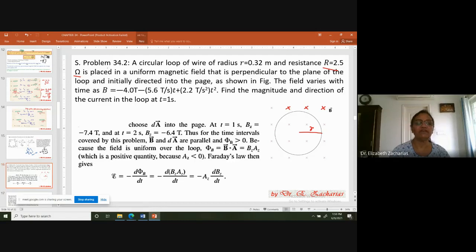And the magnetic field is varying as a function of time. It is given in Tesla. Now you have to find out the magnitude and direction of the current in the loop. You have to find out what is the direction of the current in the loop. So what I will do here is I will simply forget this. Let's quickly do the problem.